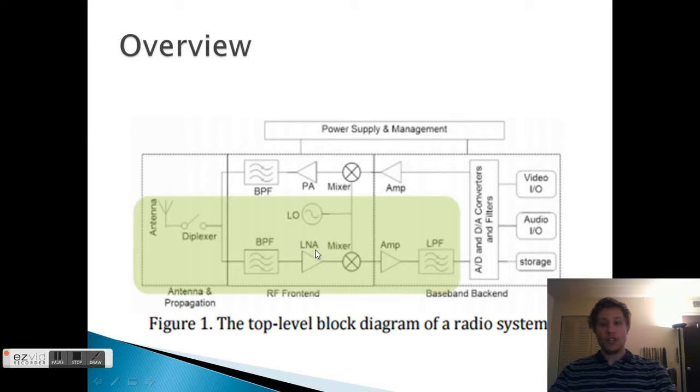Then we have here a low noise amplifier. We need this because our signal is going to be very small when we first receive it, so we need to amplify that up so it's easier to work with.